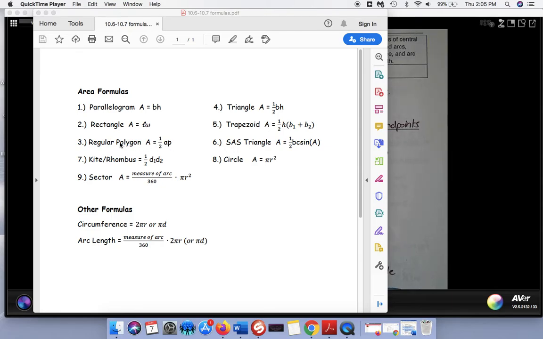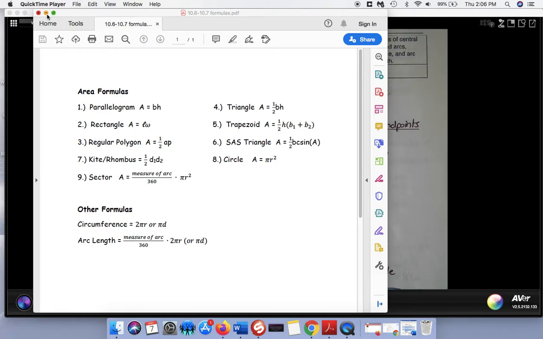This area of a regular polygon, regular polygons have equal side lengths, equal angle measures, and this A stands for something called the apothem, and the P stands for the perimeter of the polygon. So, adding up the sides going around. We also have the area of a kite or a rhombus that's based on the diagonals in those figures, and we're going to come across the other things within the lessons.